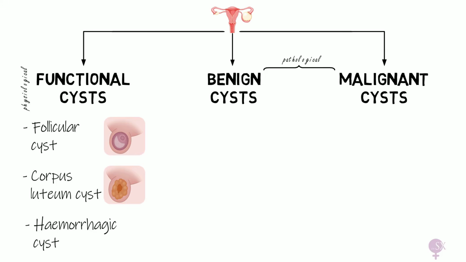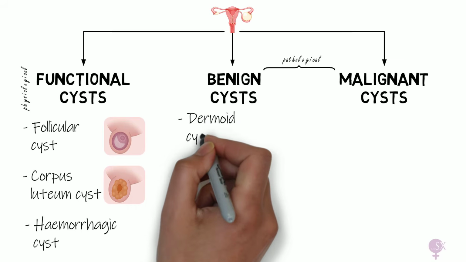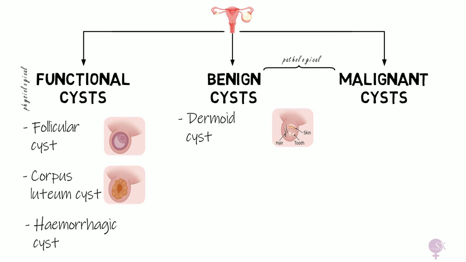Now, as part of the benign cysts, we've got a dermoid cyst, also known as a mature teratoma. These contain different tissue, like hair, skin, or teeth. They are usually benign, but can grow quite large.